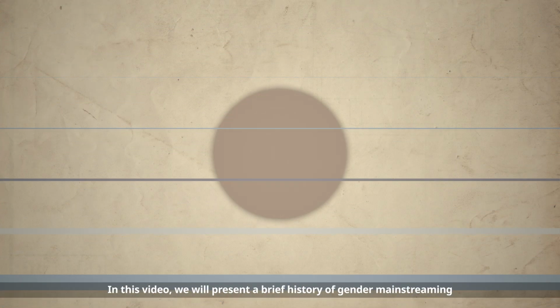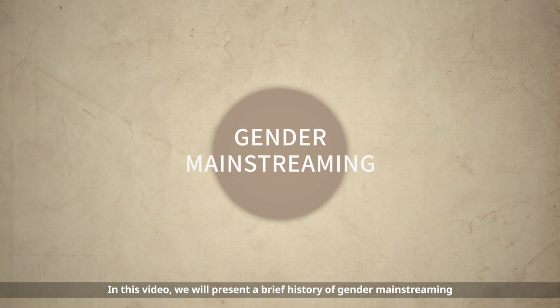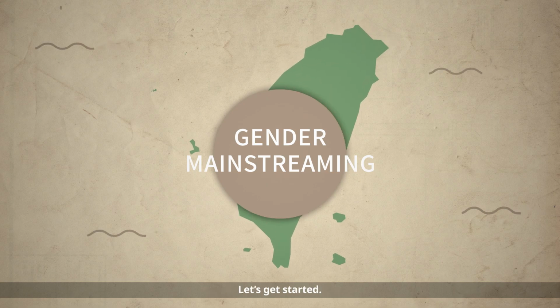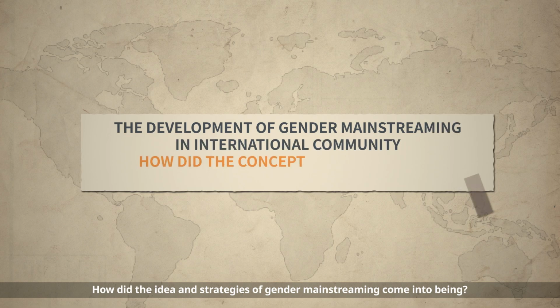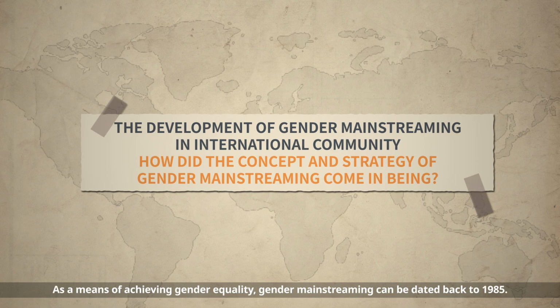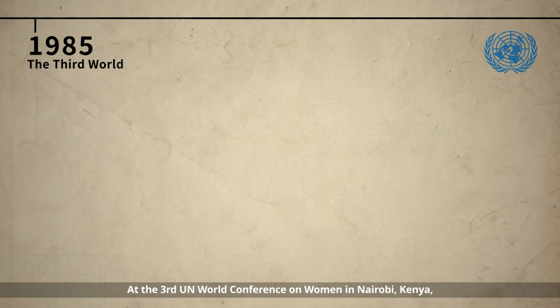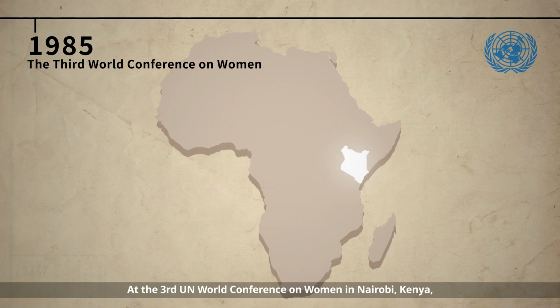In this video, we will present a brief history of gender mainstreaming and its application in Taiwan. Let's get started. How did the idea and strategies of gender mainstreaming come into being? As a means of achieving gender equality, gender mainstreaming can be dated back to 1985. At the Third UN World Conference on Women in Nairobi, Kenya, the idea of gender mainstreaming was first mooted.